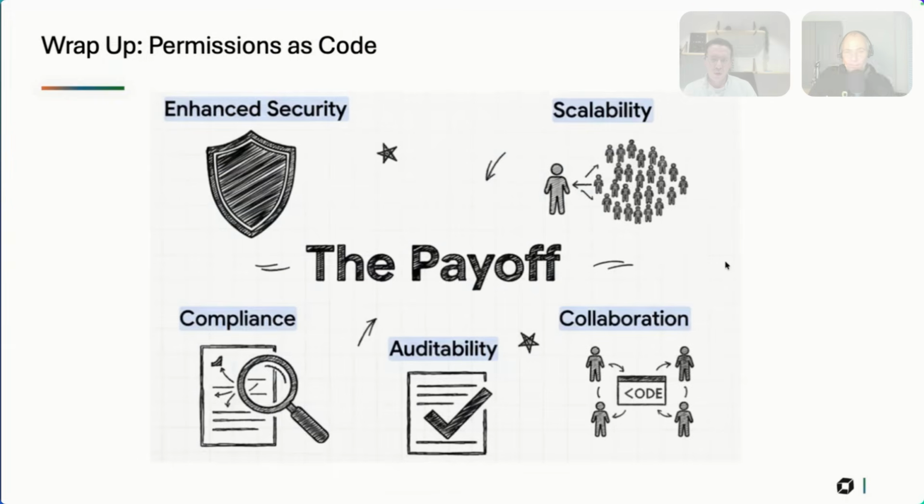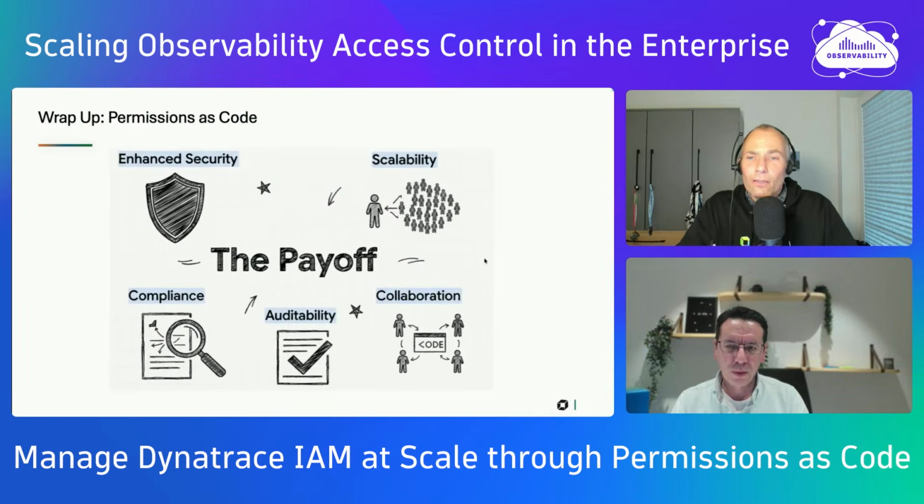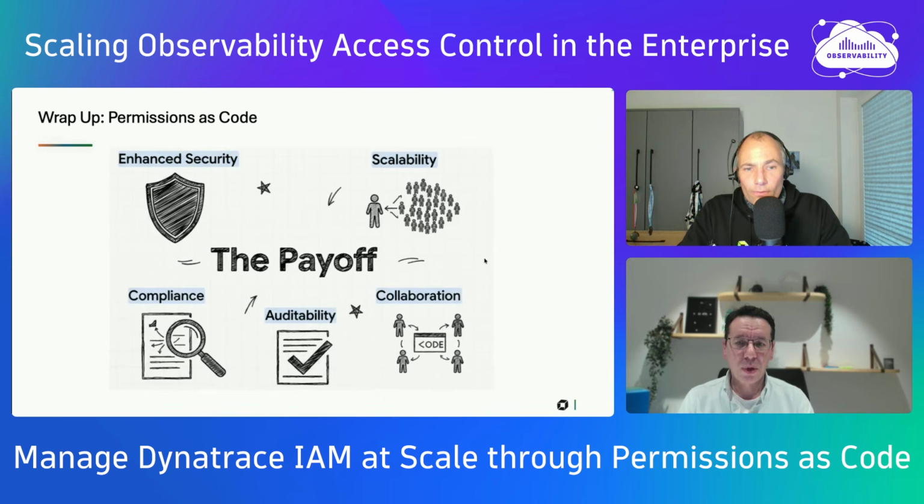So we talked about the importance of treating permissions in Dynatrace as regular code. They contribute to enhanced security and give us the ability to implement a least privilege approach. They help us scale the deployment of those permissions to thousands of teams. They improve our compliance, our auditability, and quite importantly, they bring everybody, certainly the developers, into the fold of permissions, and they become stakeholders for those permissions.